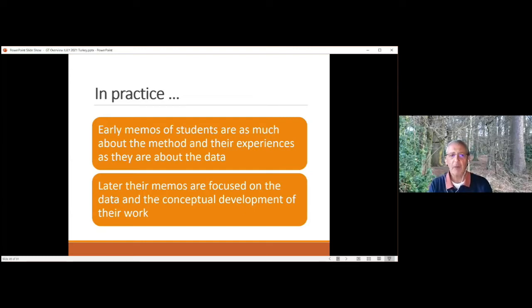In one of my books, I actually use memos from several of my PhD students. And in one case, I use one student, and I show his memo in about six different versions. The first version is, am I doing this right? Here's what Charmaz says you should do, blah, blah, blah. By the time he gets to version six, it's about five pages. I don't put all five pages in the book. I just put an extract where he's actually saying, this is my data. This is now what I think I've got for my grounded theory.